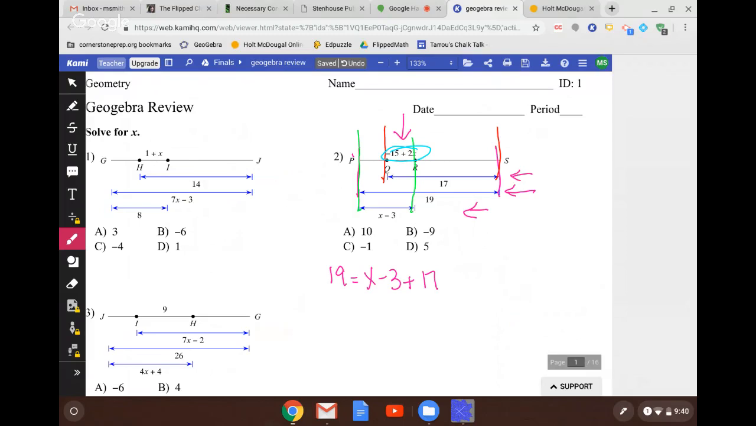And then we know that this other part, this negative 15 plus 2x, is in there twice. So let's subtract that part out one time so that it's only in there once. So then you're going to have to distribute this negative in, okay? So what you're going to have is 19 equals x minus 3 plus 17 plus 15, because this minus minus makes it a plus, and then minus 2x.